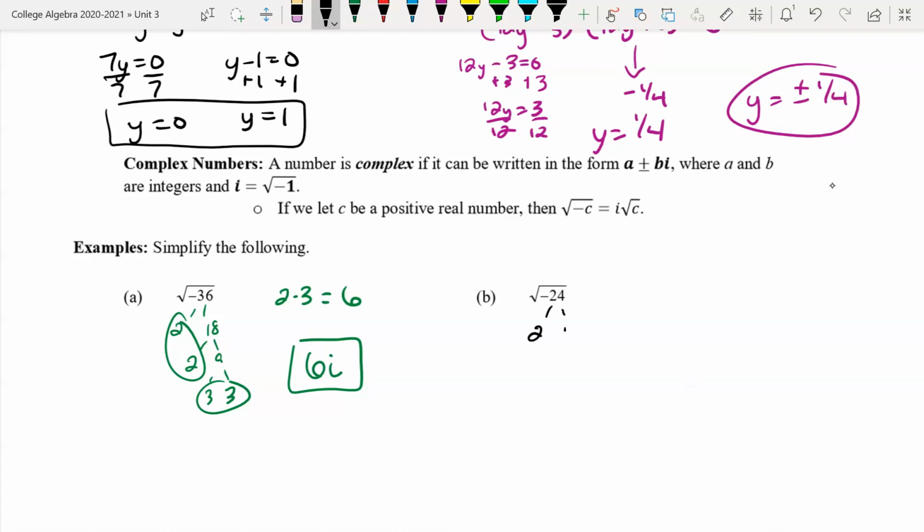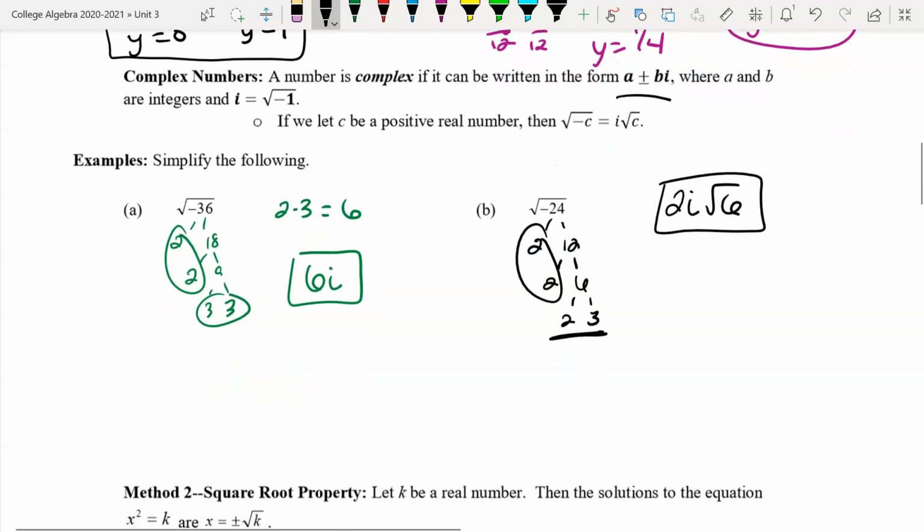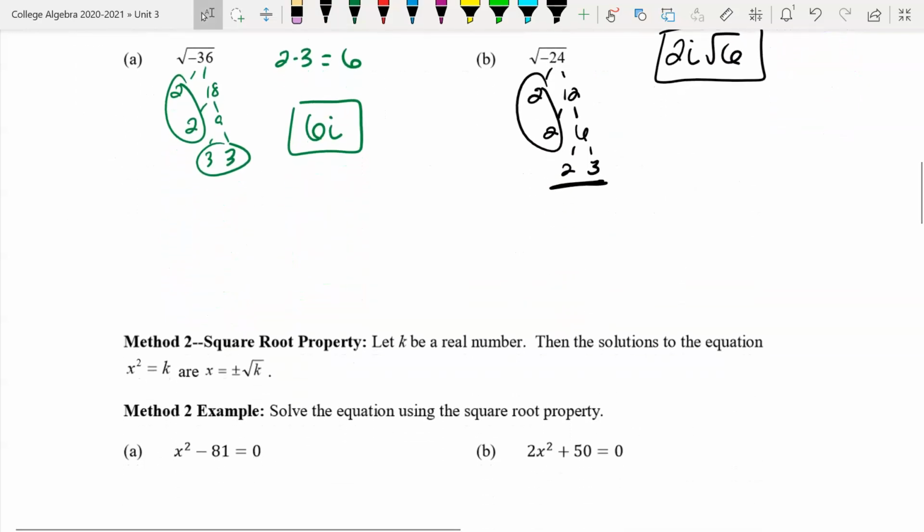Same way here, I can make pairs, 2 and 12, 2 and 6, 2 and 3. Right, so it's going to be 2i square root of 6. Because that 6 is what's left over, 2 times 3. So don't forget, we've been doing that before, but sometimes you have to write plus or minus. So whenever we do the quadratic formula, that's what you're going to see.